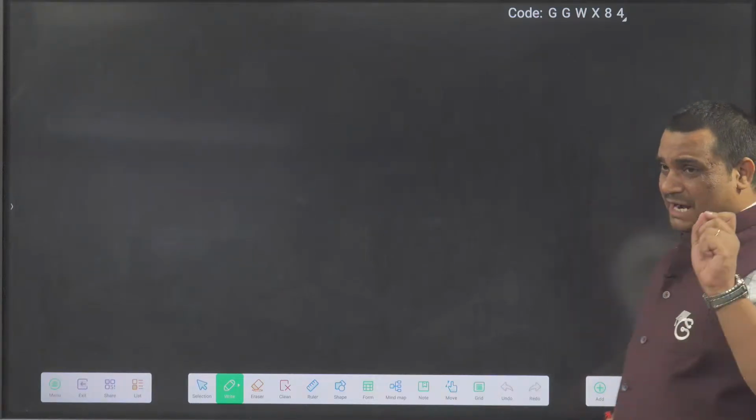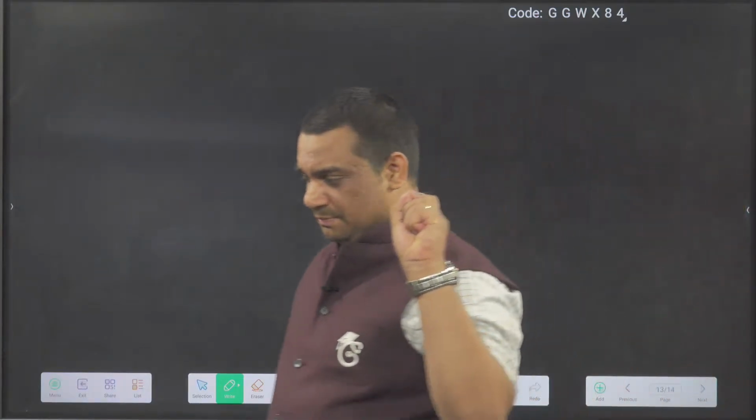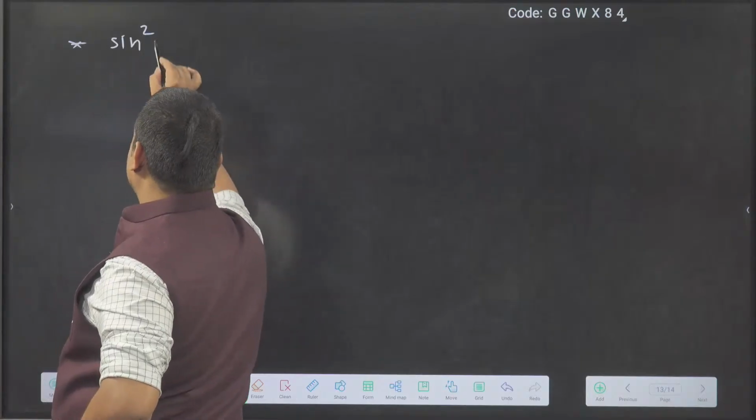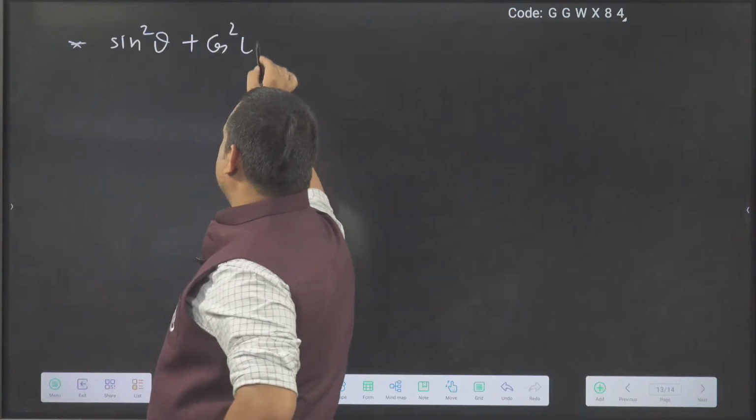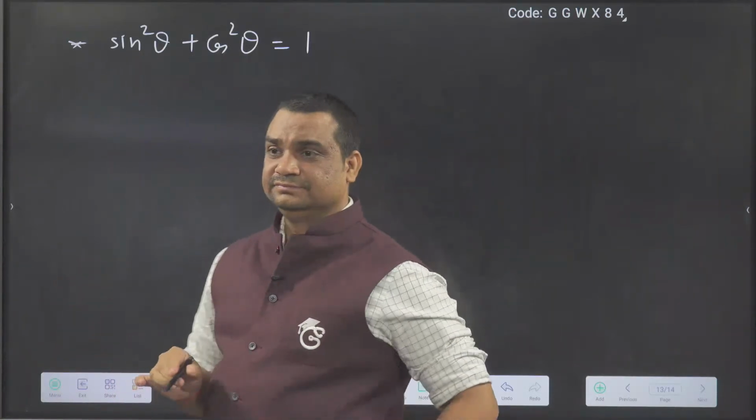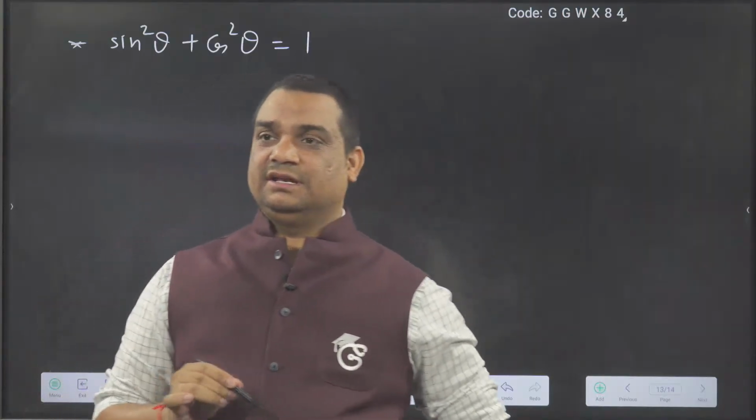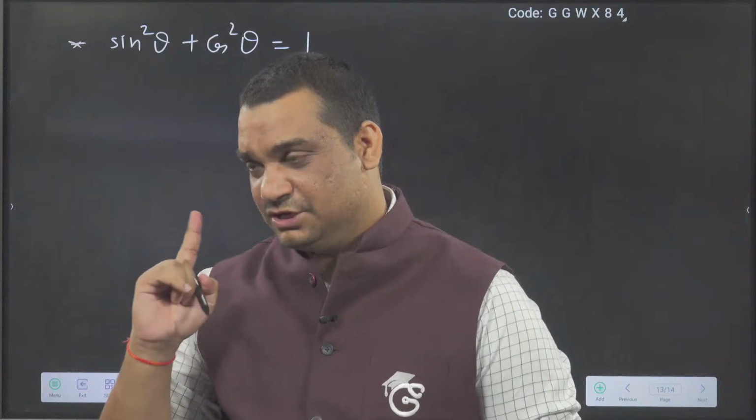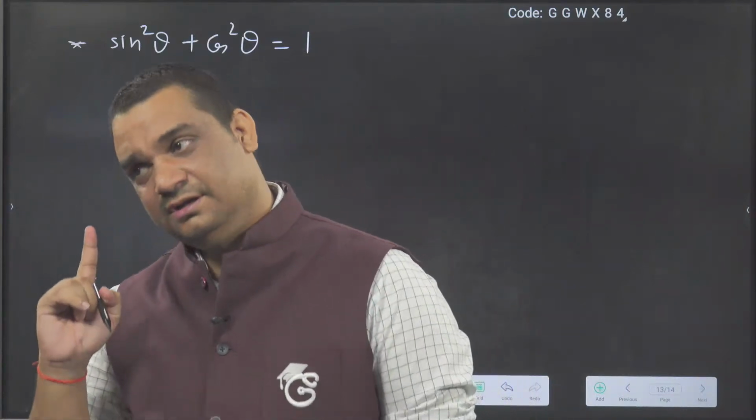Now, I'm writing some formulas that you have to remember here. If I say sine square theta plus cos square theta, the answer is 1. Sine square theta plus cos square theta is going to be 1.